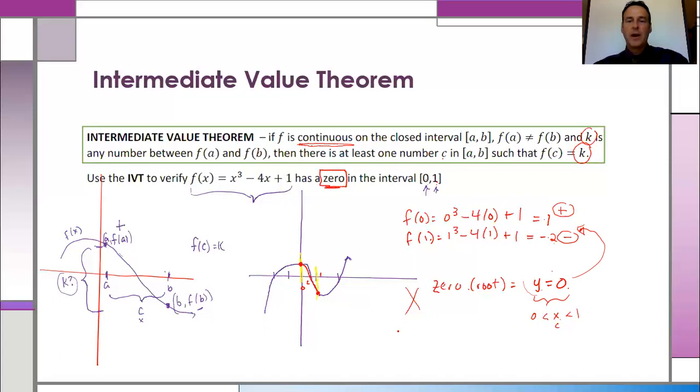So what I would say as a result, because f of x is continuous, and that's an important word, between 0 and 1, then there must be at least one 0.